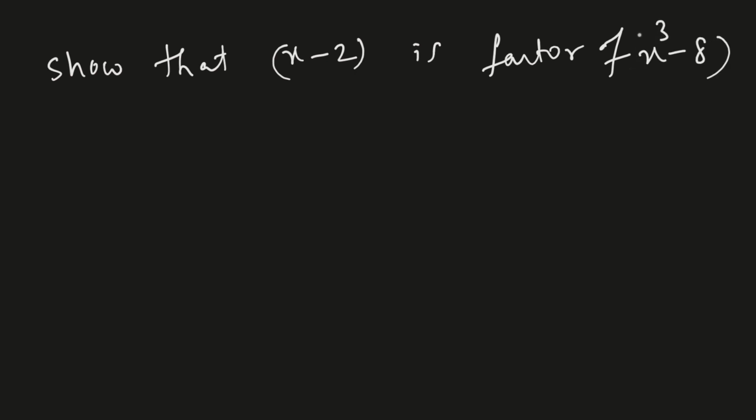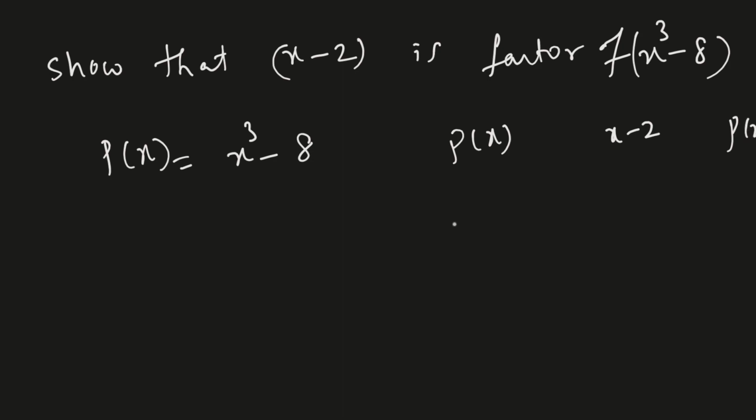Show that x minus 2 is a factor of x cube minus 8 by using the factor theorem. Here you have to take the polynomial p(x) is x cube minus 8. You have to check if x minus 2 is a factor or not. So how can you check? By using the factor theorem. If p(x) is divided by x minus 2, p(2) should be equal to 0. Let us check the p(2) value.